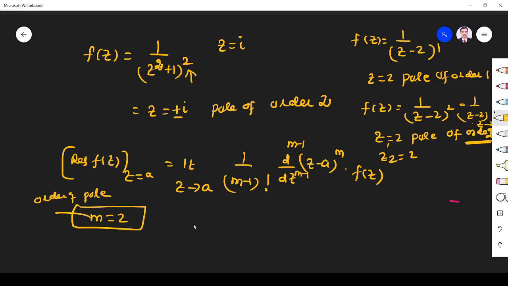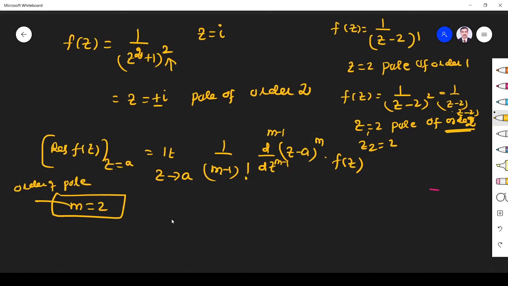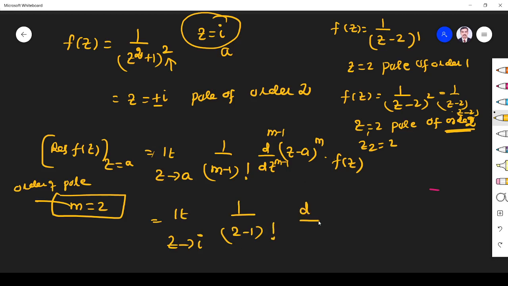Fine. So now we substitute. a is the pole. What is the pole? i. So let us substitute z equal to i, because we are going to evaluate at z equal to i only. No need to take care of minus i. So a is i. Limit z tends to i, 1 by 2 minus 1 factorial, d by dz of (z minus i) whole power 2, where m is equal to 2 and f of z is 1 by (z square plus 1) whole square.